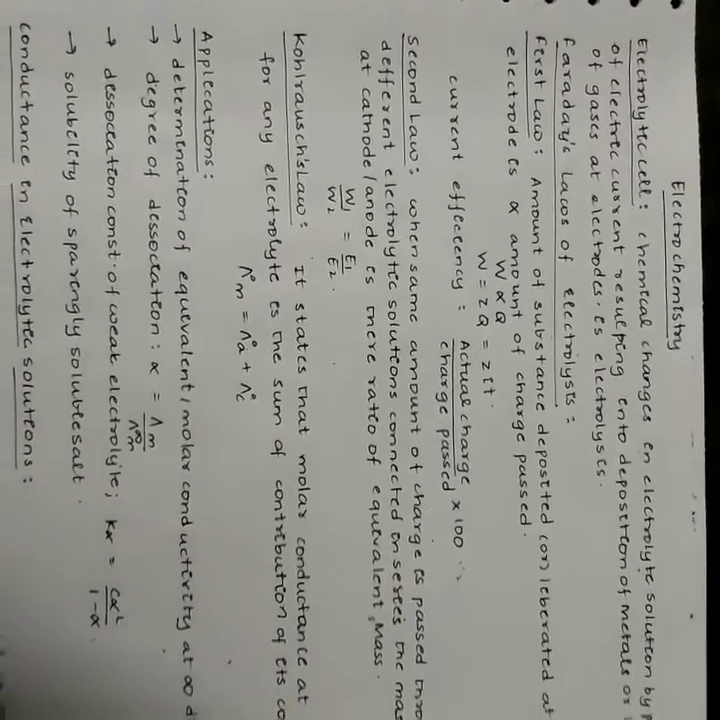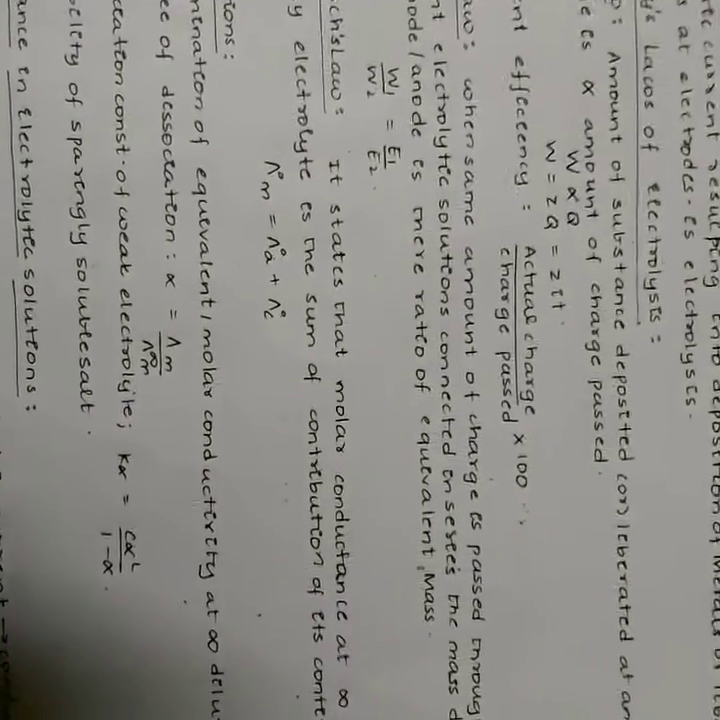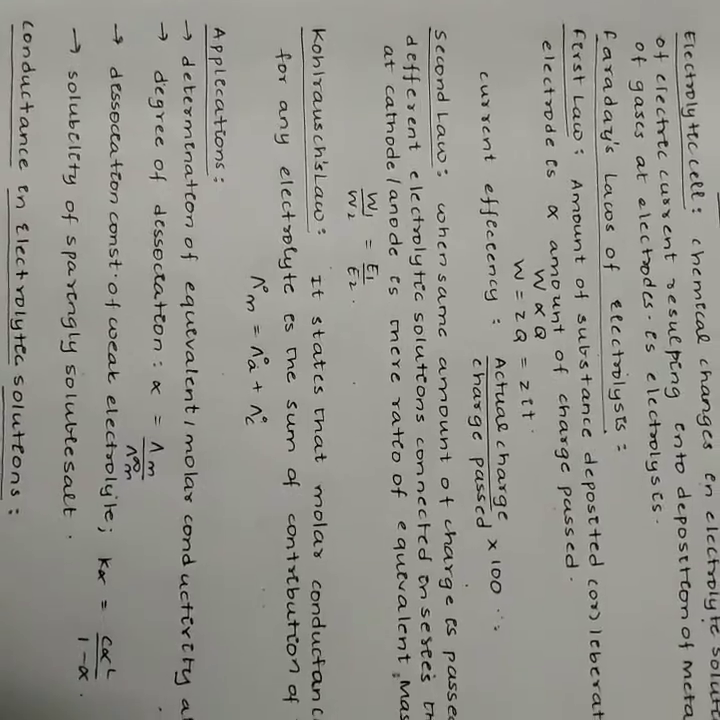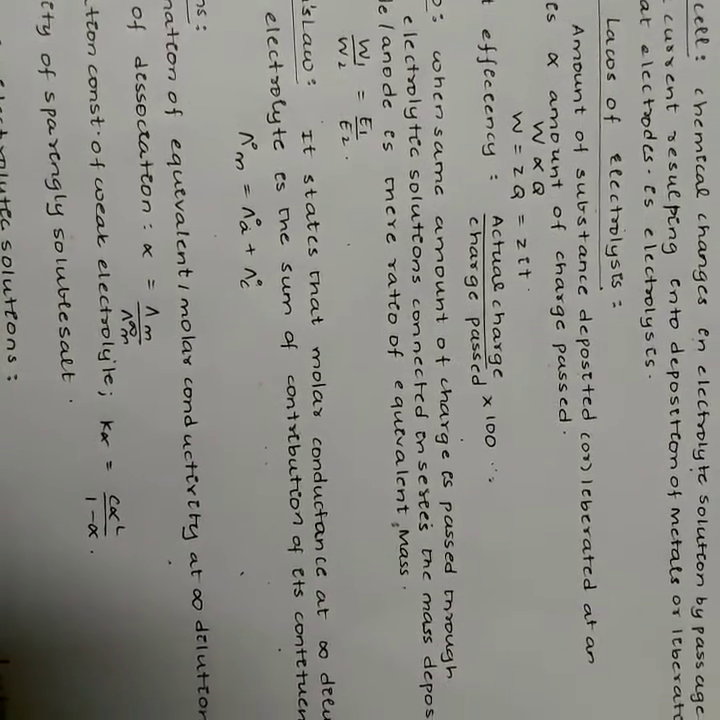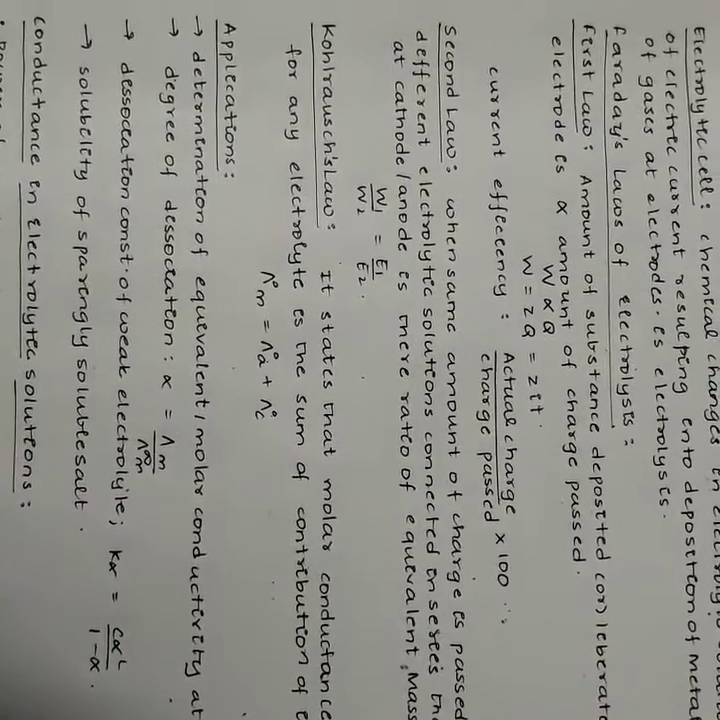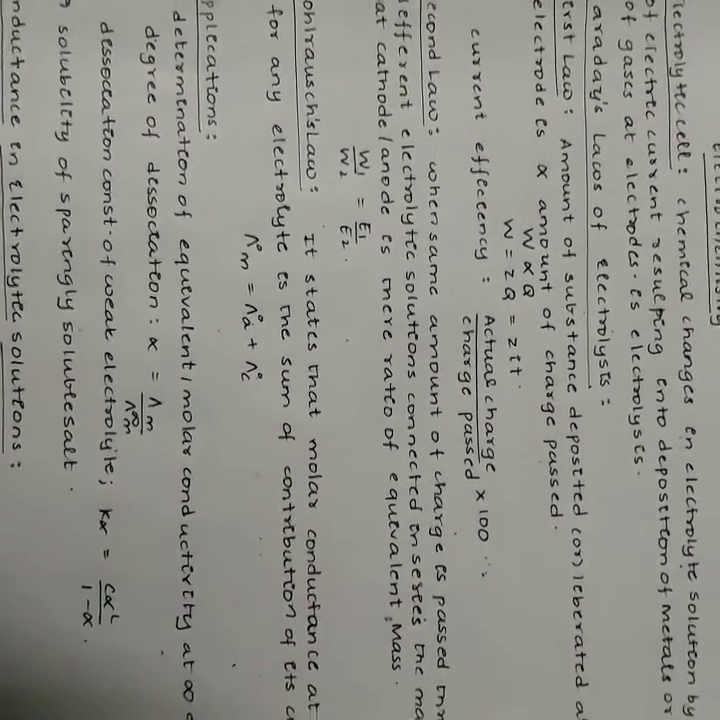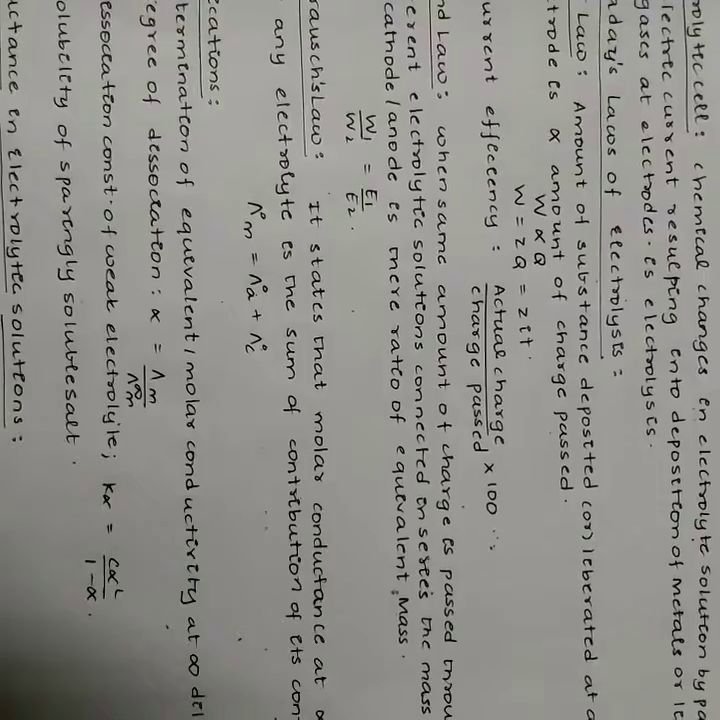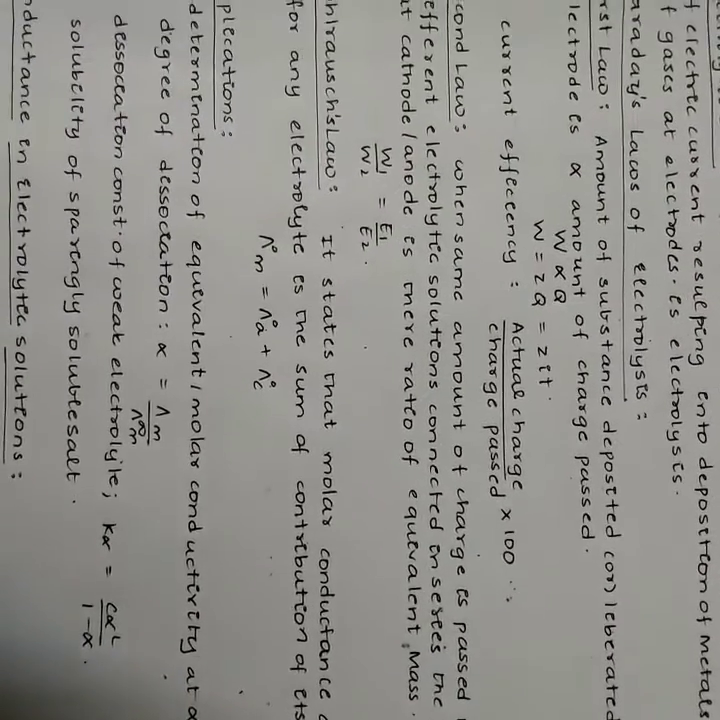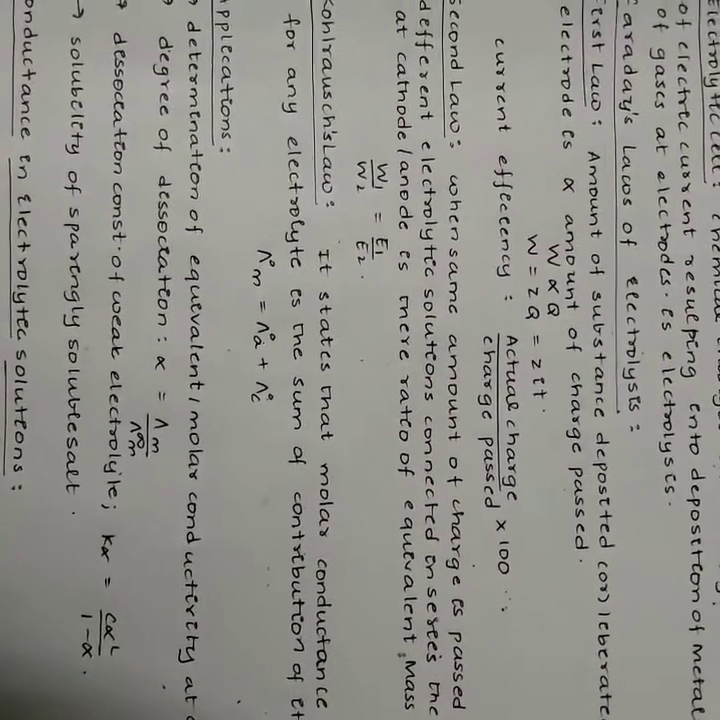Second law of electrolysis. When the same amount of charge is passed through different electrolytic solutions connected in series, then the masses of the substances deposited or dissolved at the anode or cathode are in the ratio of their equivalent masses, that is W1 by W2 is E1 by E2.